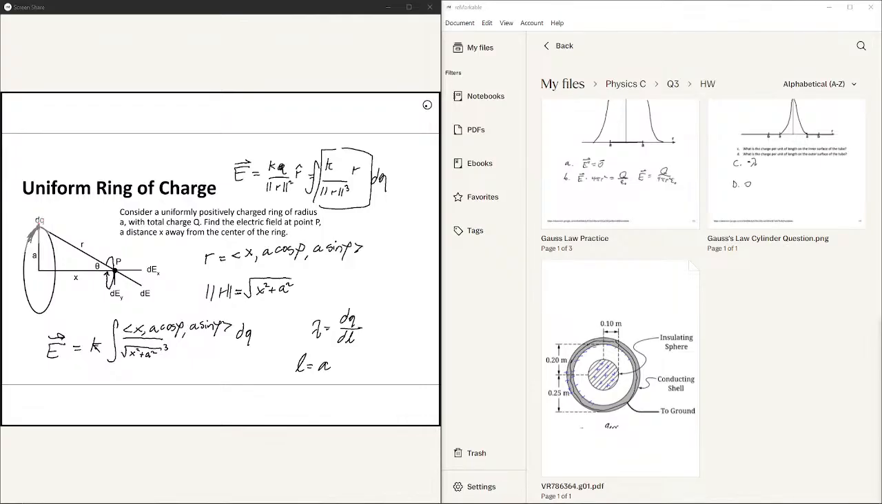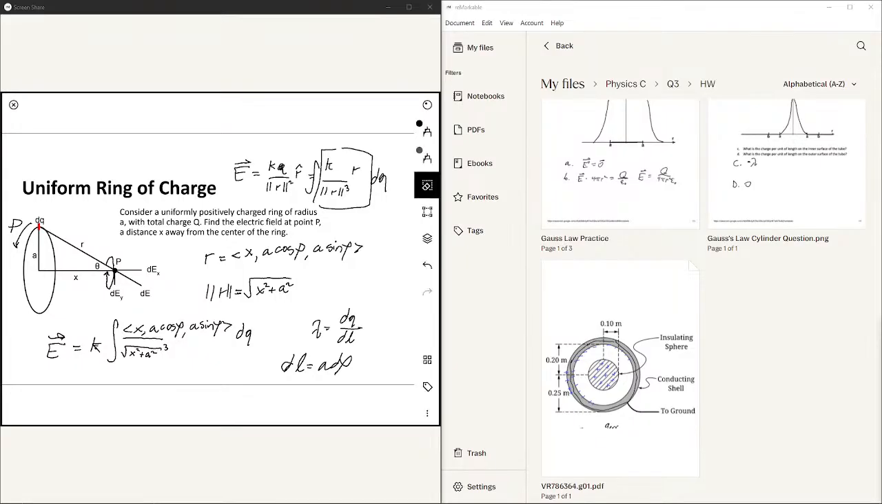Look, it's rotating around this way. This way is angle phi. So A is the radius times phi. Okay? So dl is going to be equal to A d phi. Okay? dl is A d phi.